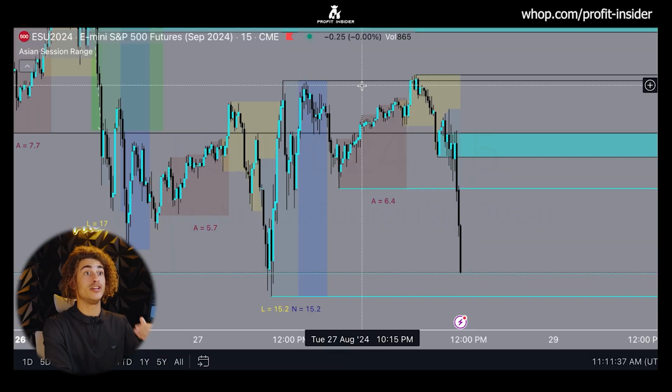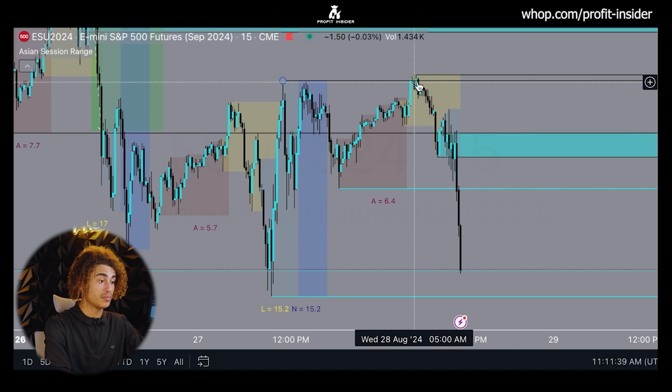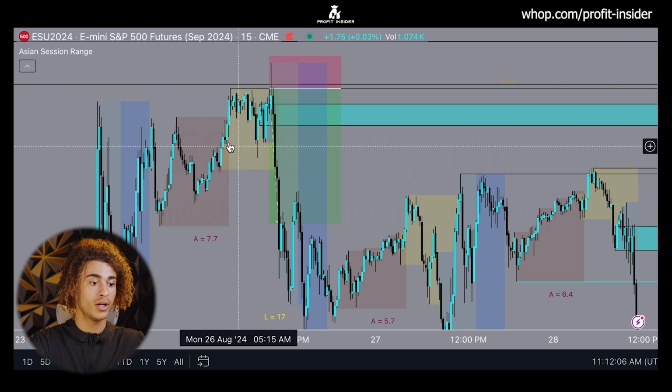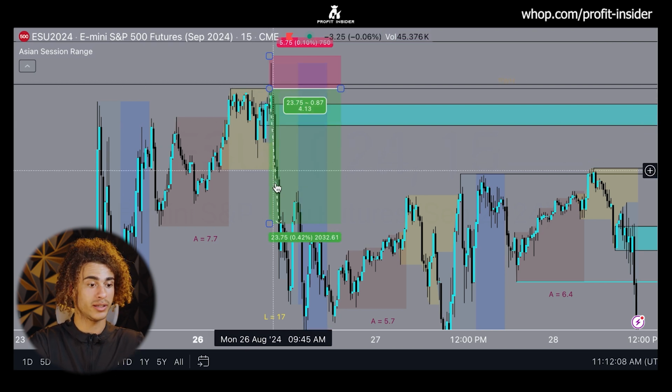Right here, you can see that we have a New York high. Price comes up, grabs this liquidity, and then moves right back down. The example we talked about earlier today was also a clear example of a liquidity grab, right? So price moves back up, grabs liquidity, and then moves back down.